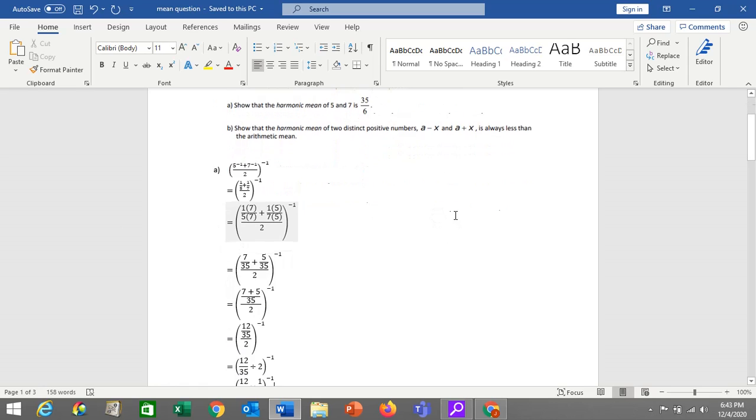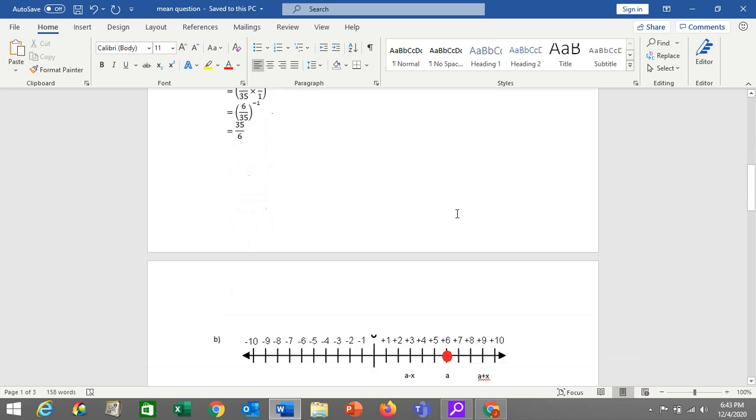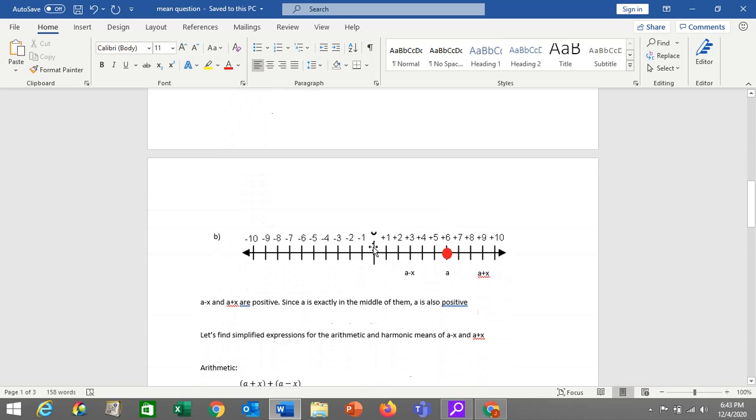Well, let's try and visualize the problem first. So let's think about what this might look like on a number line. So I've said that a is here at 6. A does not need to be 6. A can be a lot of different numbers. But a is between two numbers, a minus x and a plus x. So if you start at a, which is somewhere on a number line, and you go a certain distance on one side of the number line, so we call that distance x.